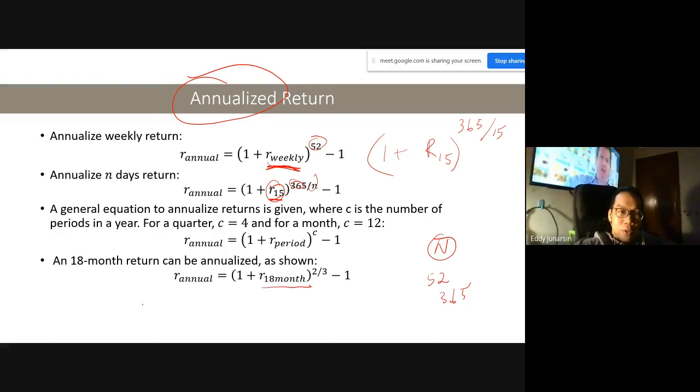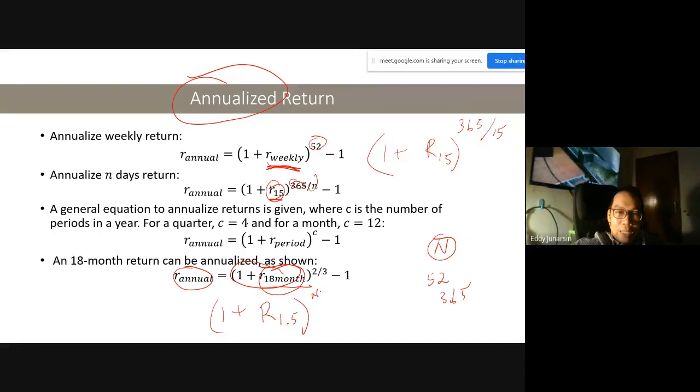You see, if you need to annualize something that is beyond 1 year, where the original data is beyond 1 year, say 1.5 years, you need to do 1 plus the return in 1.5 years, to the power of N, right? So N is the fraction of a year. So for 1.5 years, what is the fraction of a year?